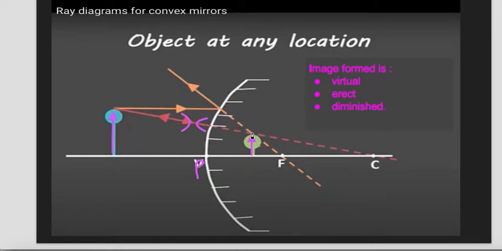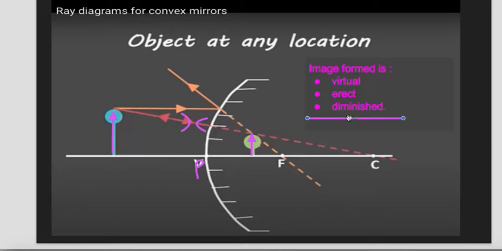Now the point where the two rays meet, we can see the image formed here. What can you say about the size? Is it smaller? Yes. Yesterday also I told you, if the image formed is smaller in size compared to the object, then it is called a diminished image. Next, virtual, why? Because the image is formed behind the mirror. It is not in front of the mirror, so it is virtual. Erect, yes, it is not upside down, it is the same as the object. So these are the three characteristics.